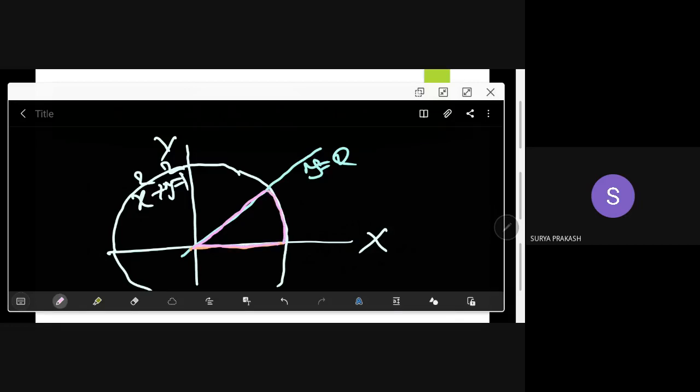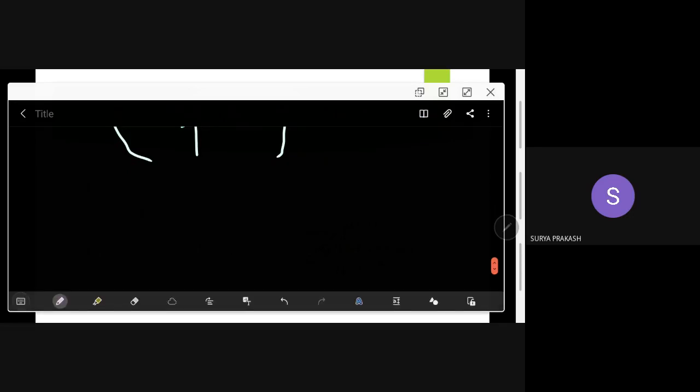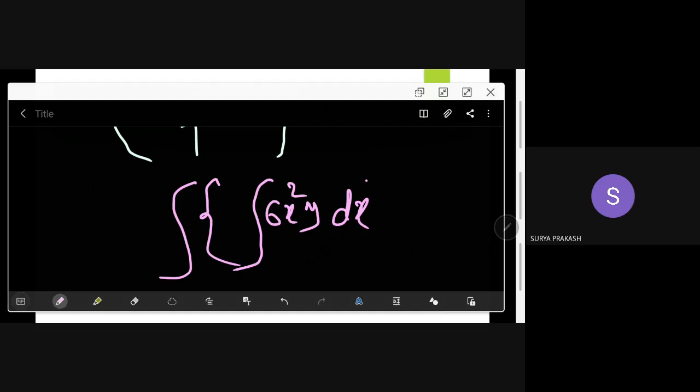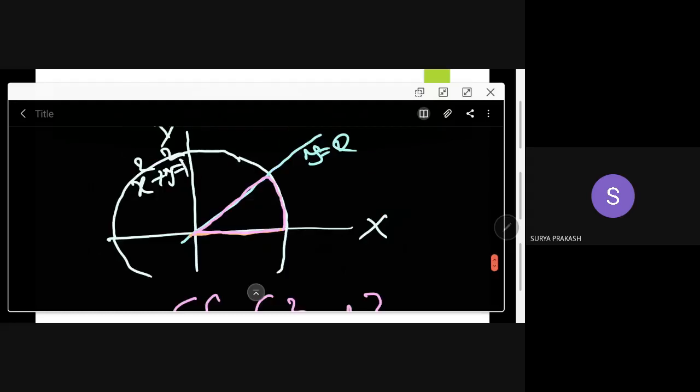Now I want limits from your side. You need to respond. Now I want limits first with respect to x, then followed by y. What are the limits? Participate. First with respect to x. That is here 6x squared y is there. Then followed by y. Now I want x limits. Can you tell? Sir, x at origin x is 0.